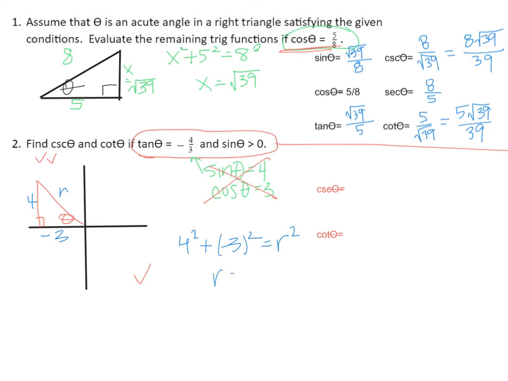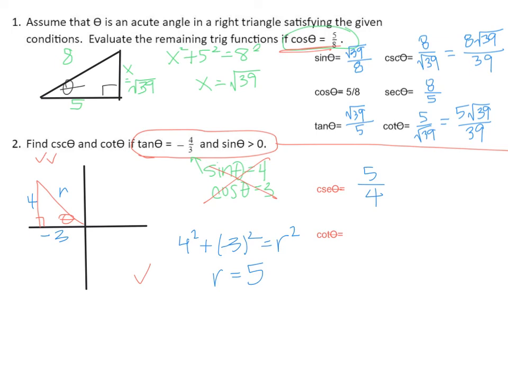You will get that the radius or the hypotenuse is 5. With that, you can fill in cosecant. So if cosecant is the reciprocal of sine, and sine is opposite over hypotenuse, cosecant is hypotenuse over opposite, so it is 5/4. And cotangent is just the reciprocal of tangent.